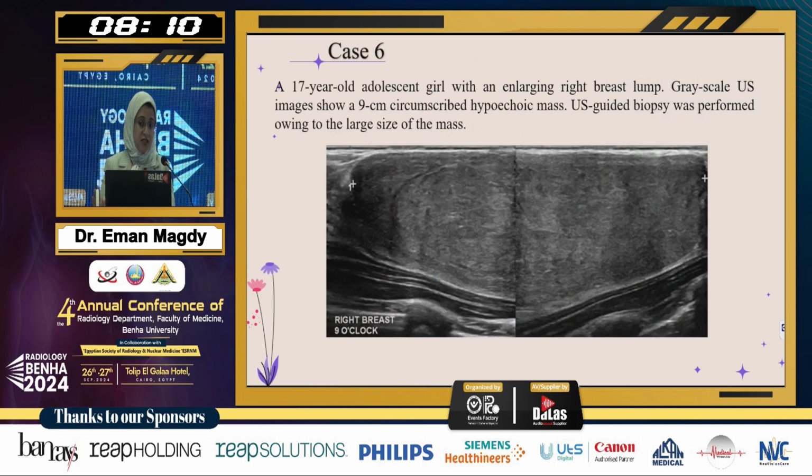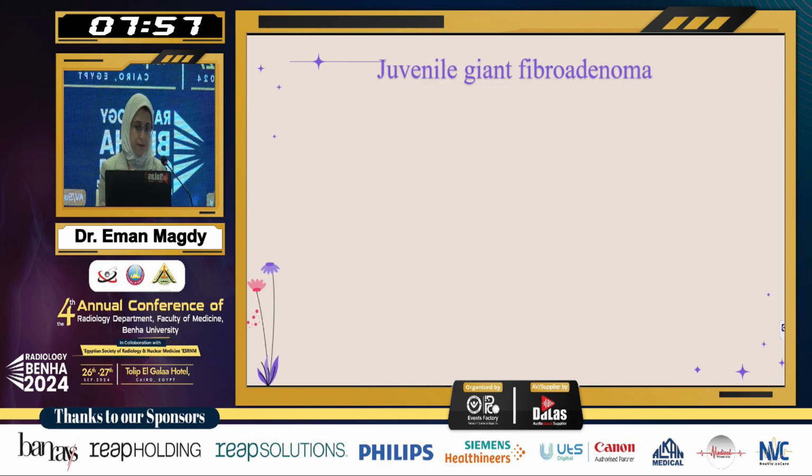Case 6, a 17-year-old adolescent girl with an enlarging right breast lump. Ultrasound shows a 9 cm circumscribed hypoechoic mass. Ultrasound-guided biopsy was performed owing to the larger size of the mass. We are dealing with a juvenile giant fibroadenoma.